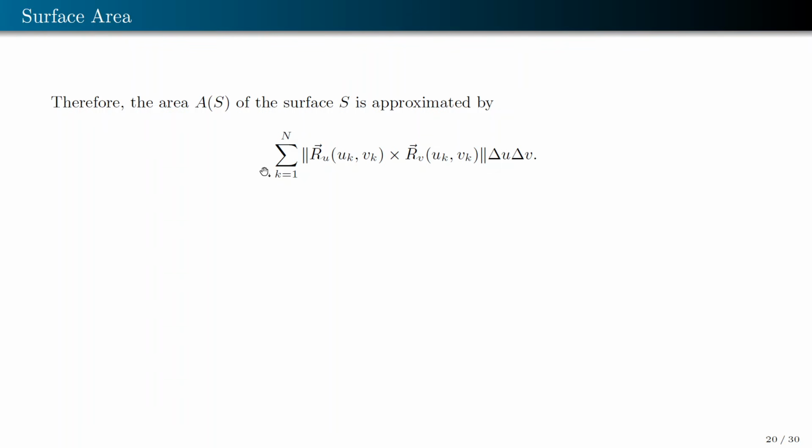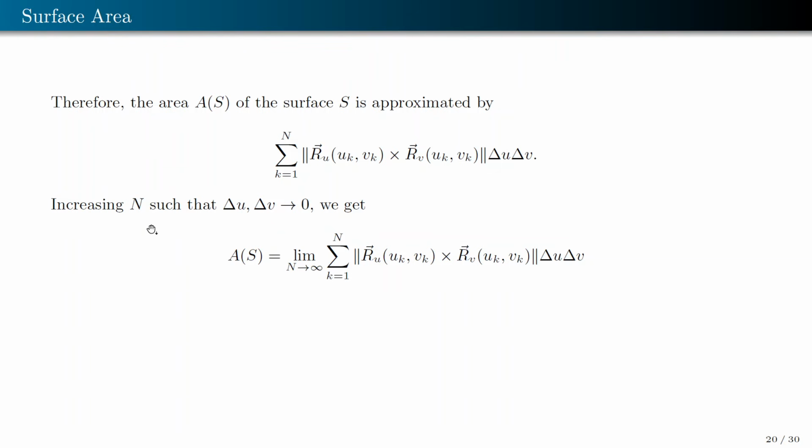So approximation pa lang to. So ang gagawin natin para lumiit yung error dun sa approximation na yun, yung usual na we increase the number of subdivisions of the rectangle D. Okay, so we increase n such that delta u and delta v go to 0. So, we get this exact value for the area of S. It's the limit of this sum as n goes to infinity. Pero itong sum na to, it's a Riemann sum. So, yung limit nito as n goes to infinity will be a double integral. Specifically, it will be the double integral of the norm of Ru cross Rv over the region D.